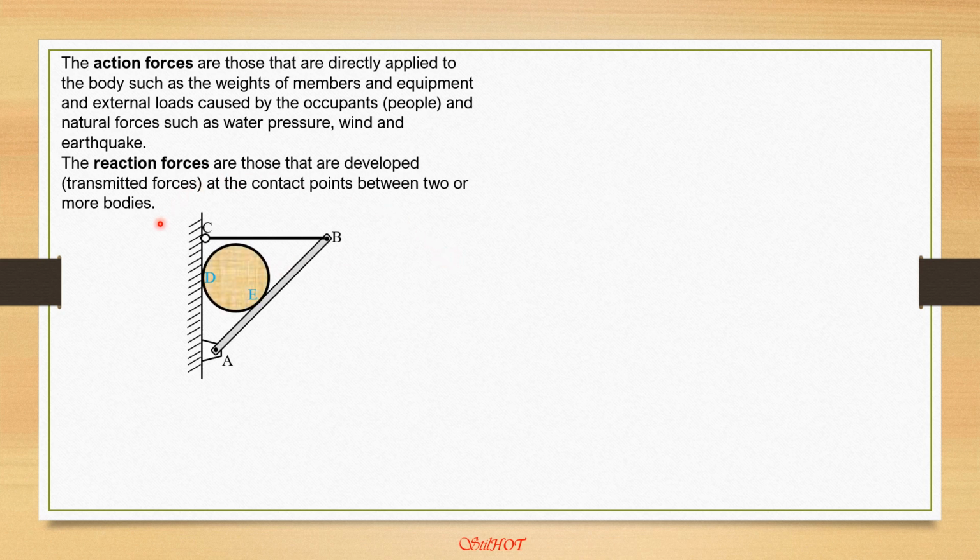So, for example, to demonstrate the action force in this system that is in equilibrium, we have a bar, and the bar supports this cylindrical body. Let's assume first that this vertical surface is smooth. Then we have a pin. A pin has two reaction components, horizontal and vertical, because the bar is free to rotate about A.